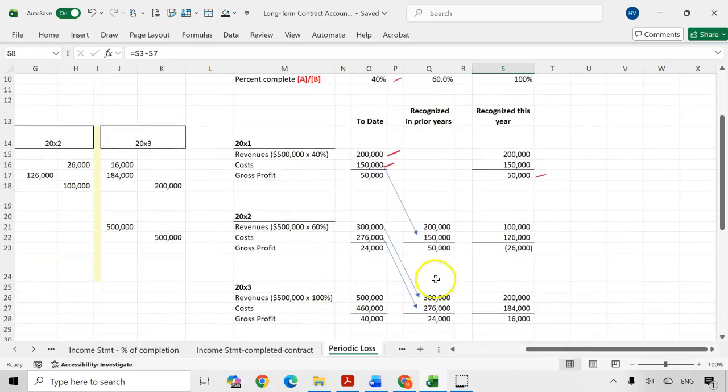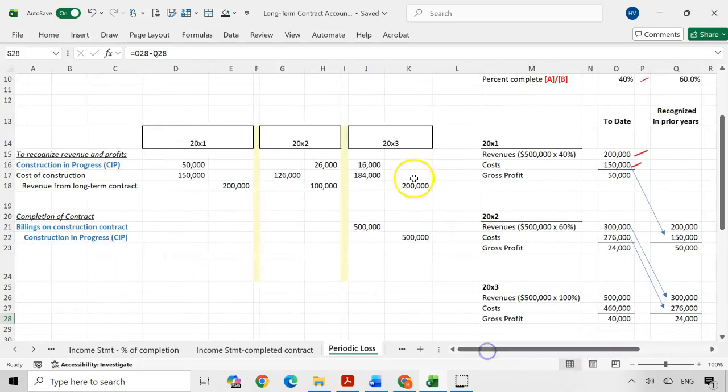And we're going to go through the same process as we did before. Again, if you're not familiar with it, please go back and look at the previous videos. And we're going to record gross profit of $16,000 for the current year. And we're going to go back to our entries right here, and we're going to credit the rest of our revenue, but for $200,000, debit cost of construction for $184,000, and debit construction in progress for the plug of $16,000.